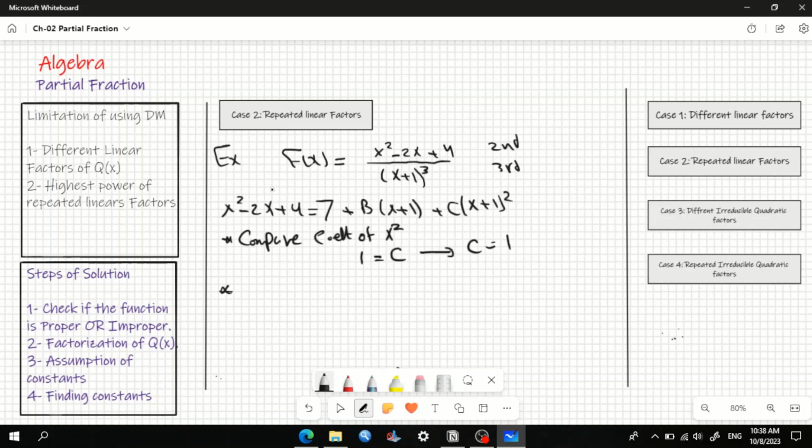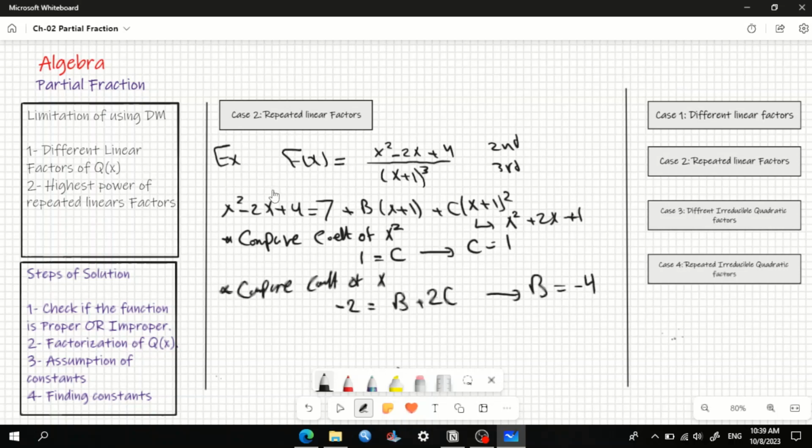Okay, and again compare the coefficient of x. Here we have -2 equal to b plus, and here if we expand this bracket we have x squared plus 2x plus 1. Okay, here we have 2c, so b here equals -4.